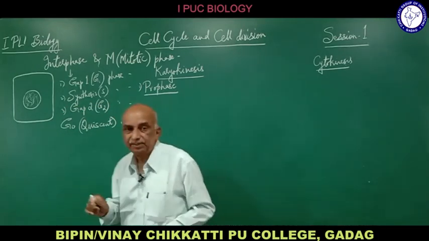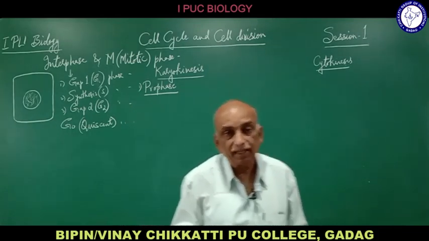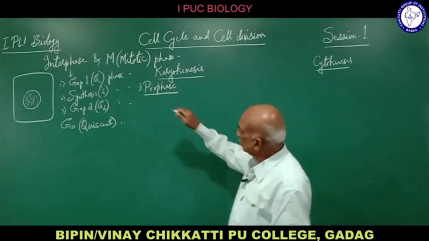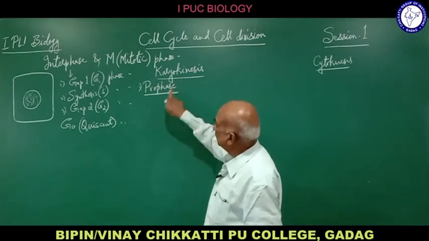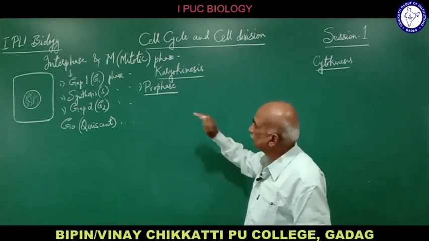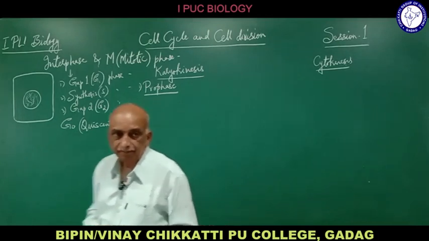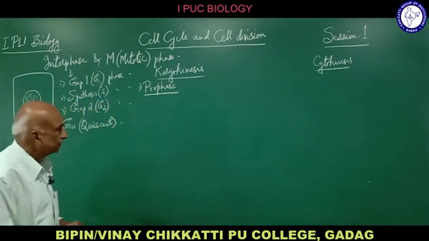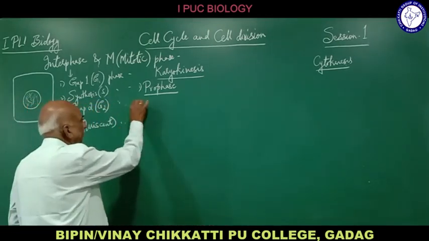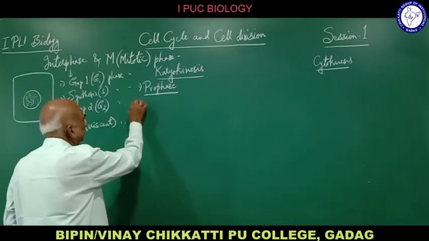When a cell is having a single nucleus, it is monokaryotic; with 2 nuclei, dikaryotic, like that. Here the nucleus divides by 4 steps: prophase, metaphase, anaphase, telophase. Now in the prophase, what actually takes place, we shall see. Suppose this is the cell, a prophase cell.